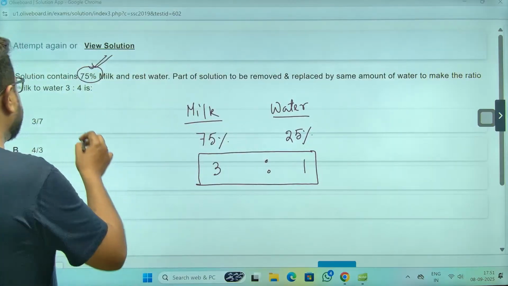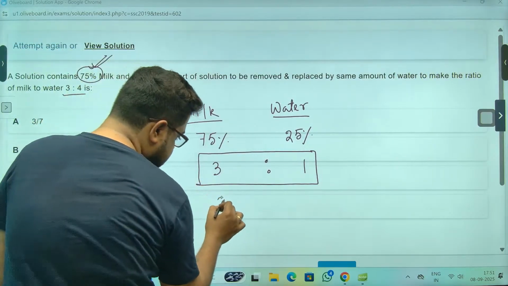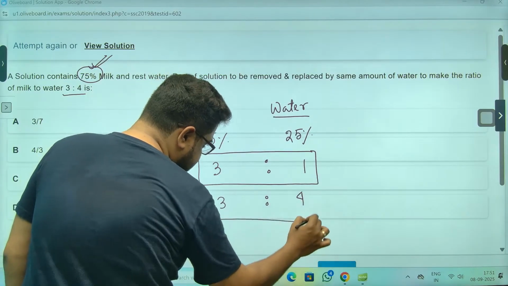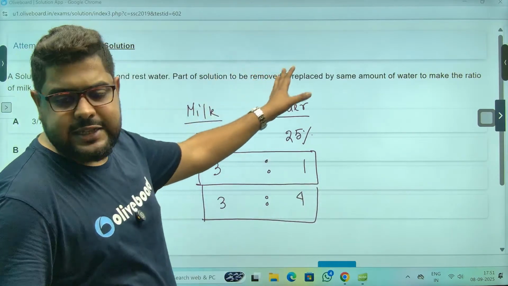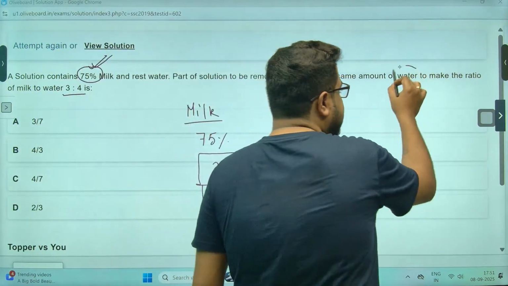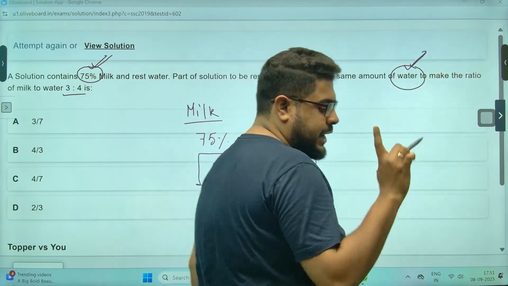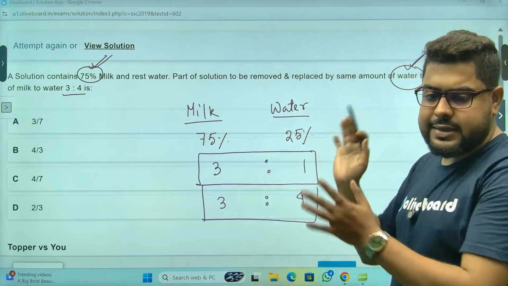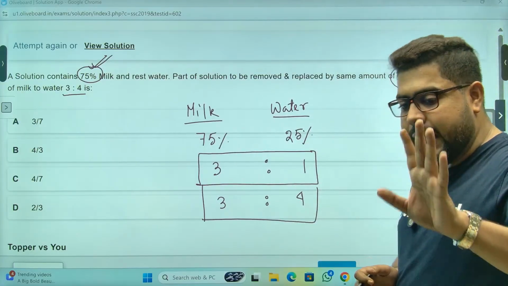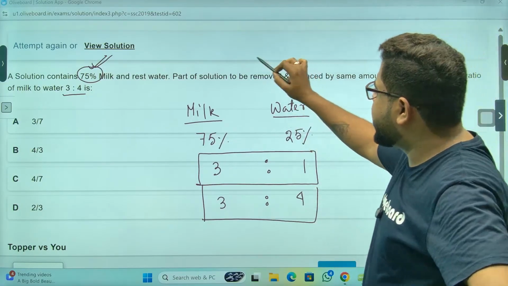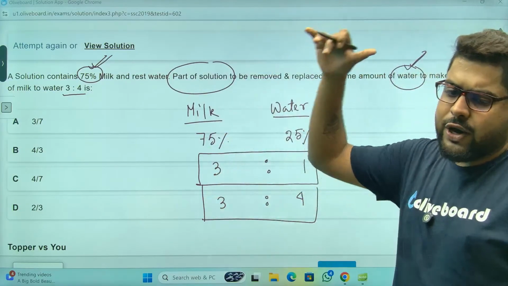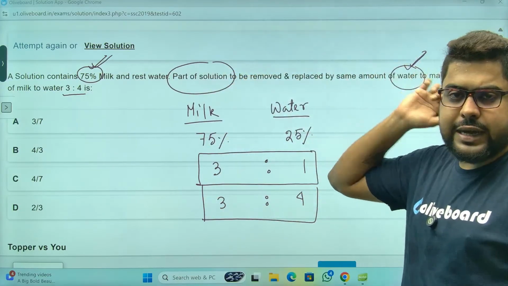And now the ratio of milk and water is, please understand, sir. It has been replaced by the same amount of water. Correct? So that means we have not touched milk. Milk is there as it is. The only thing that happened, sir, is that when we take a part of the solution out, along with that, some part of the milk has also been taken out.